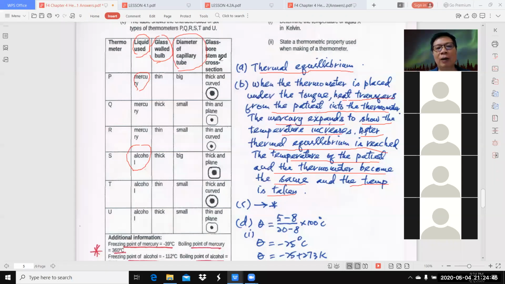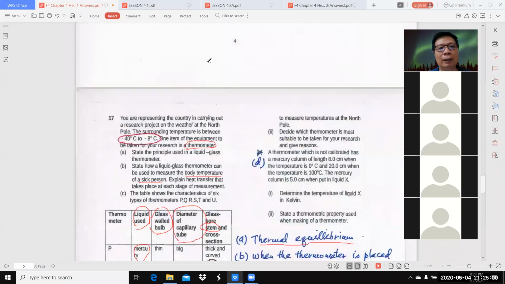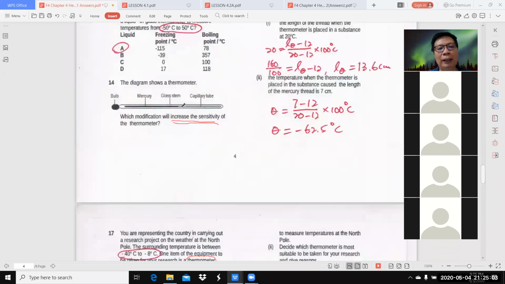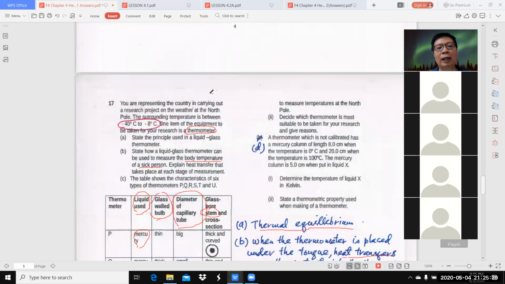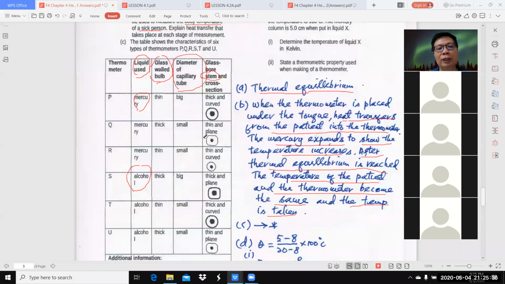And this one is a little bit confusing. Glass stem and the cross section. Stem is referring to the glass body part here. Stem is the body. Bulb is here. The glass of the bulb must be thin, but the stem, the body, must be thick. Why thick? Because the thermometer is stronger, not easy to break. And the cross section means what shape? Curved shape, plane shape, or square shape, which one you want to choose.